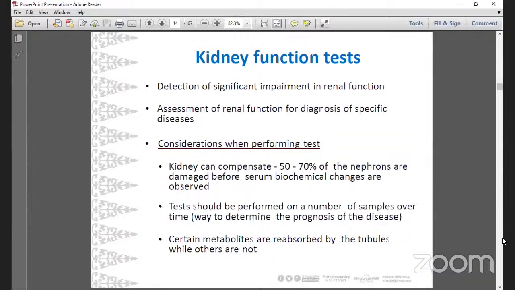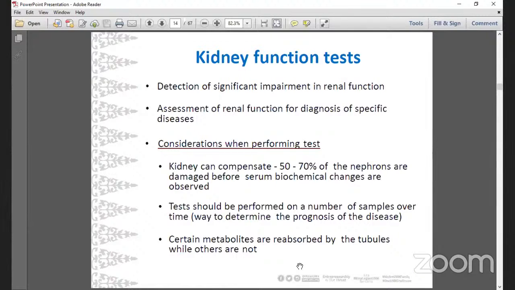Okay, the first one is the kidney function test. So what is this kidney function test? We want to evaluate the kidney and detect any significant impairment in renal function. We know that one of the main functions of the kidney is the excretion of waste products and the absorption of water and also sodium. The kidney is also responsible for the production of the erythropoietin hormone, and there are many more functions of the kidney.